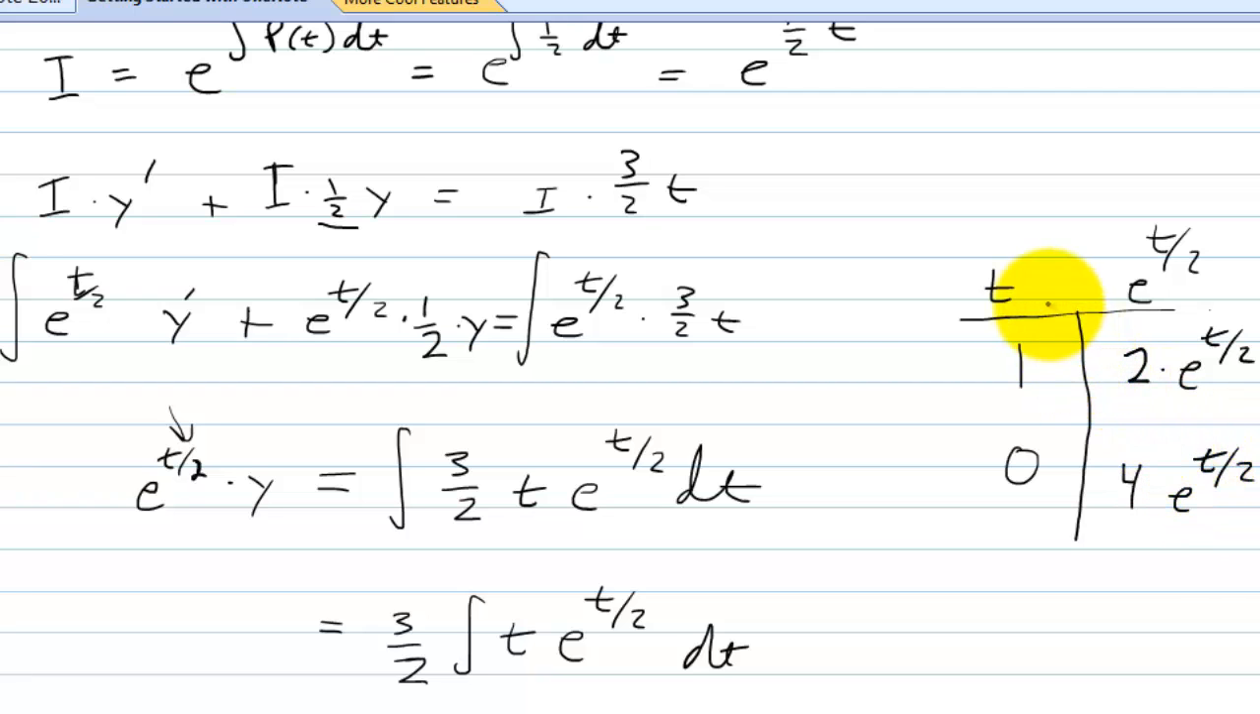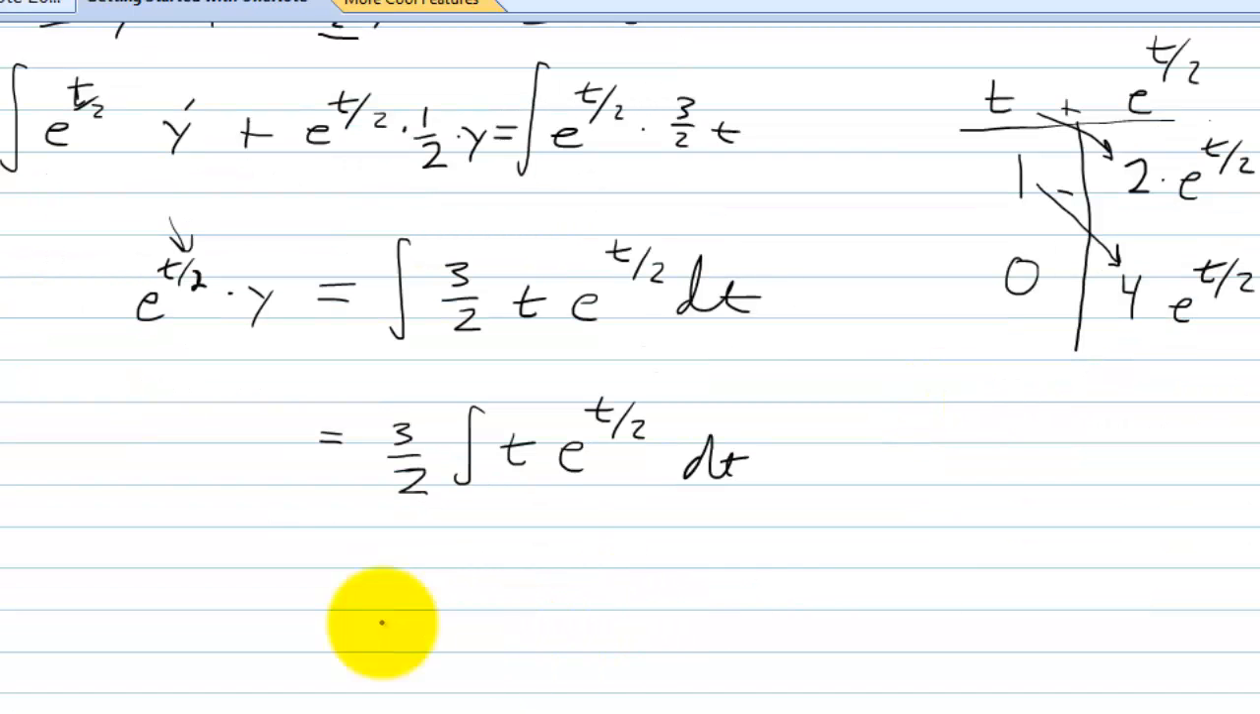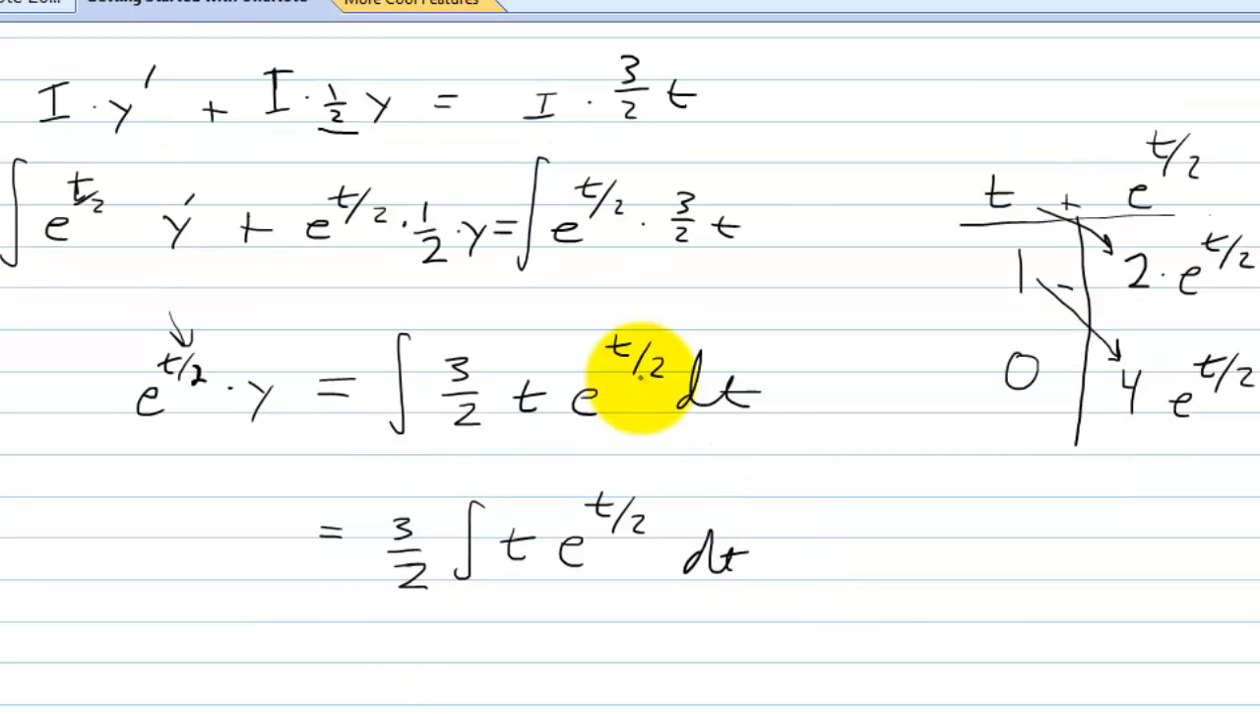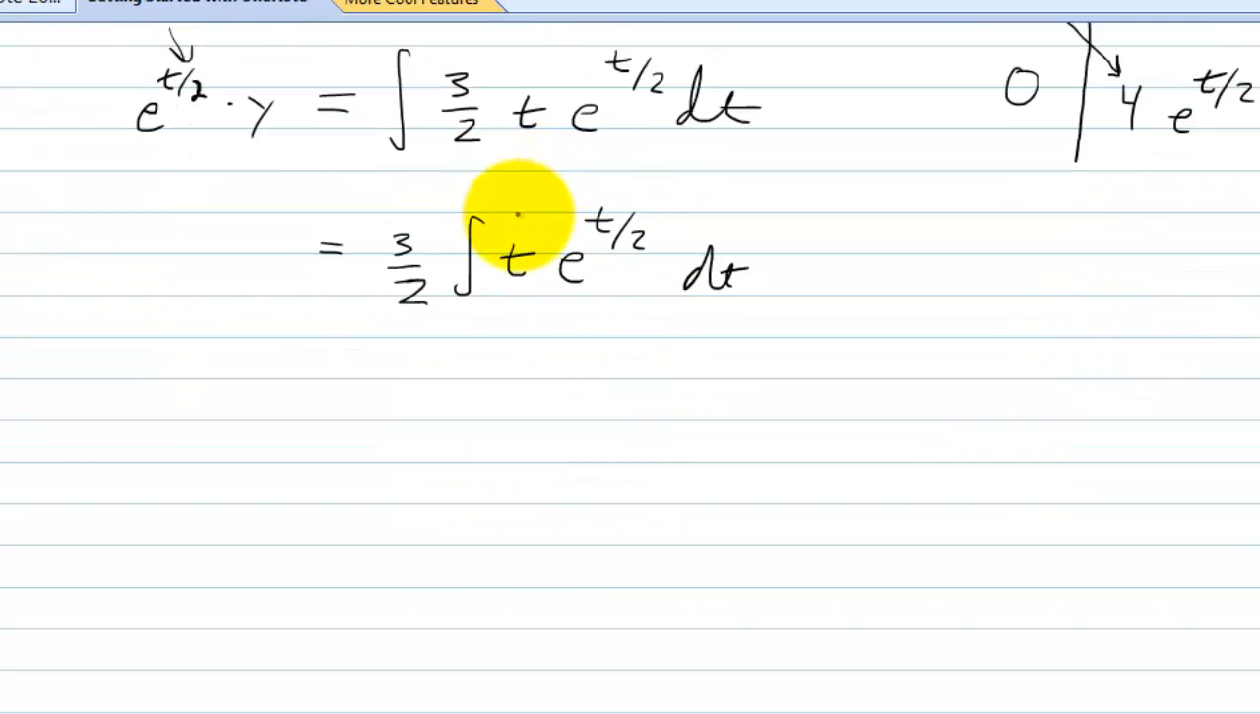So now we're going to multiply that into that. That's going to be a plus. Multiply that into that. That'll be a negative. Okay, so now that we've done the tabular integration, let's write that out.